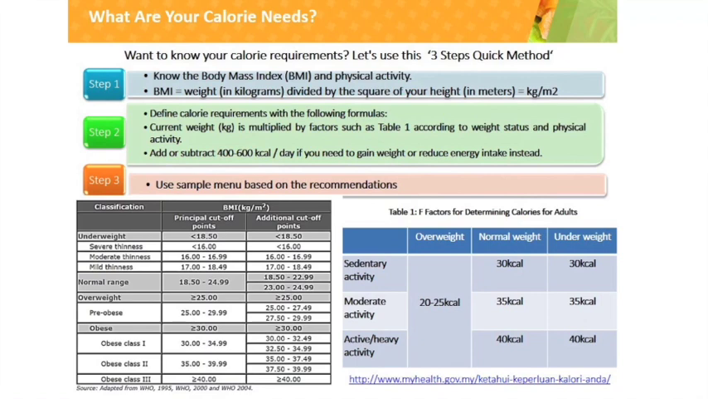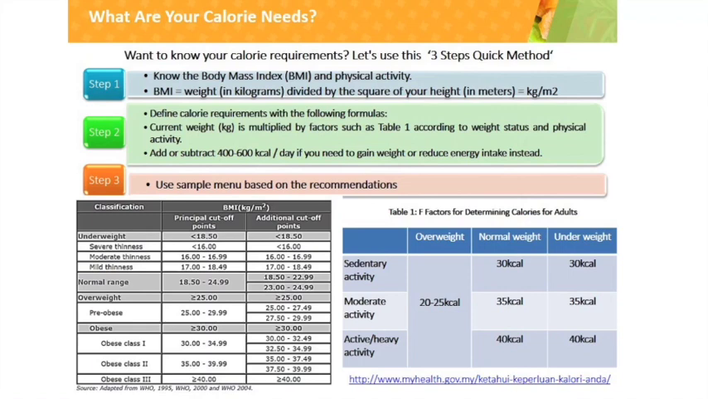The second step is defining your calorie requirements with the following formulas. Current weight, in kilograms, is multiplied by factors as tabulated in Table 1, according to weight status and physical activity. How to use Table 1. First, you need to know your weight status according to your BMI, either underweight, normal weight or overweight. Then, identify your physical activity status, either sedentary, moderate or active or heavy daily activity. By referring to the table, you can get the value of your F factor and multiply it with your current weight to get your calorie requirement.